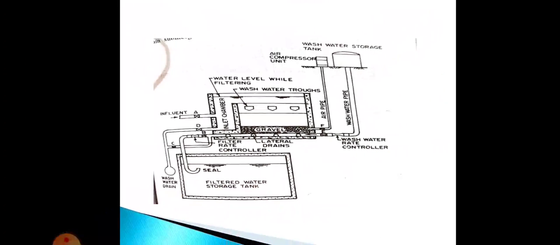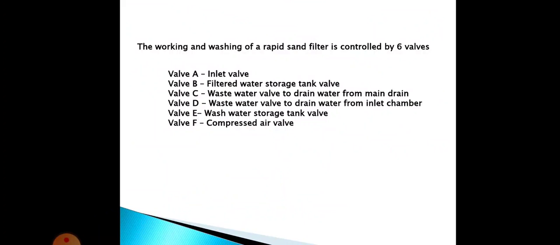Now, here you have 6 valves. Valve A is the inlet valve, valve B is the filtered water storage valve. Valve A, or the inlet valve, is also called the influent valve. It is through this valve that the water from the coagulation clarification tank enters the filter unit. And then we have valve B. Valve B is the filtered water storage tank valve. That is the valve which controls the flow into the filtered water storage tank.